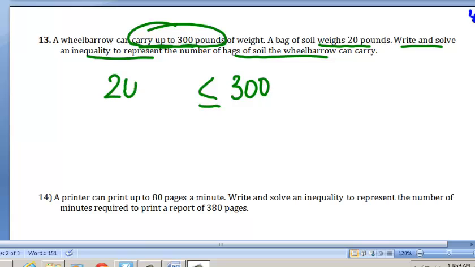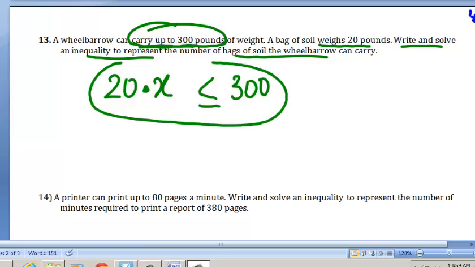Each bag weighs 20 pounds. Do I know how many bags? Not really. That's what I need to figure out. So that's my x. Here we go. We have our inequality. As simple as that, people. Because remember, all you have to do is break it up, see what they're asking, and figure it out. Okay. Let's solve it. 20x is less than or equal to 300.